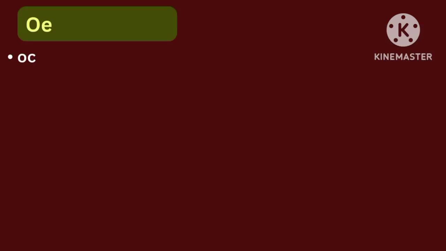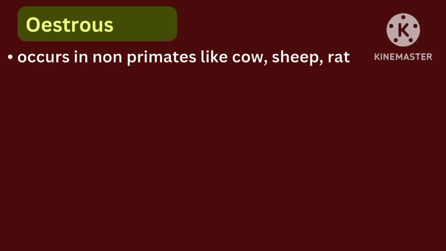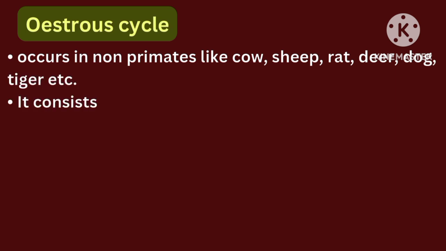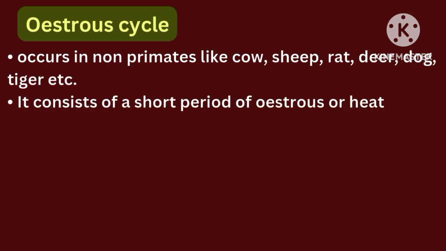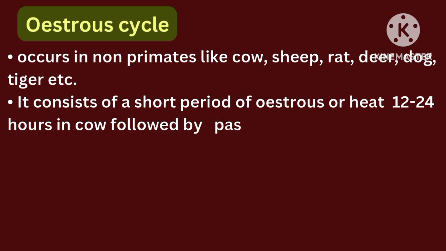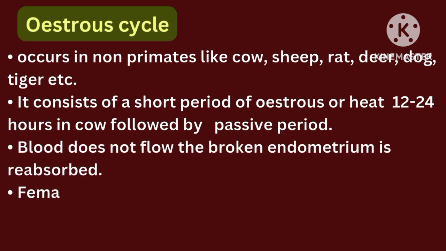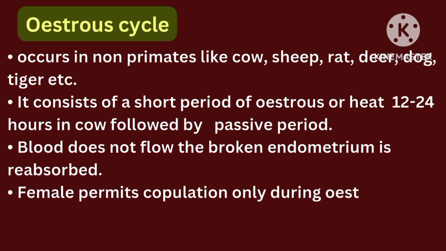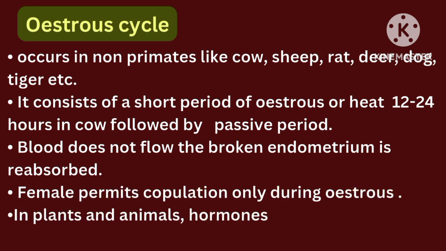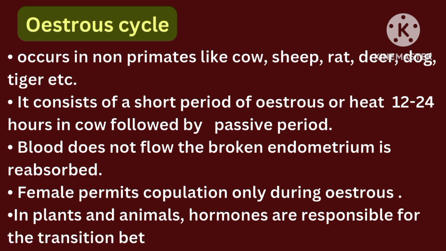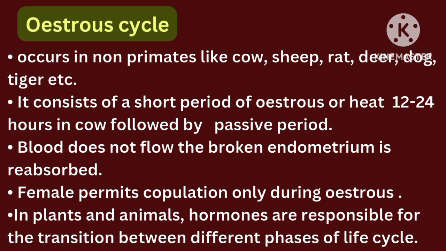Estrus cycle occurs in non-primates like cow, sheep, rat, deer, dog, tiger, etc. It consists of a short period of estrus or heat. It is 12 to 24 hours in cow, followed by anoestrus or passive period. Blood does not flow in this cycle. The broken endometrium is reabsorbed. Female permits copulation only during estrus period.